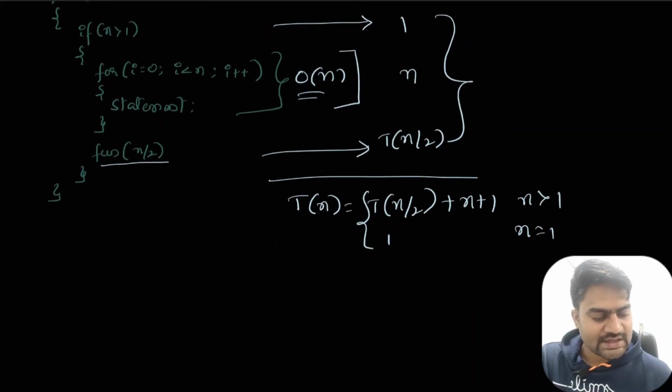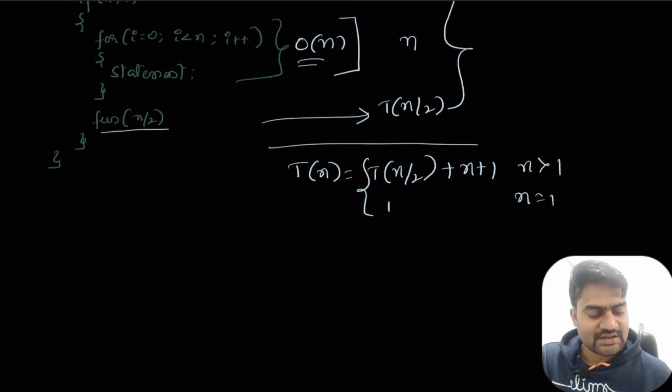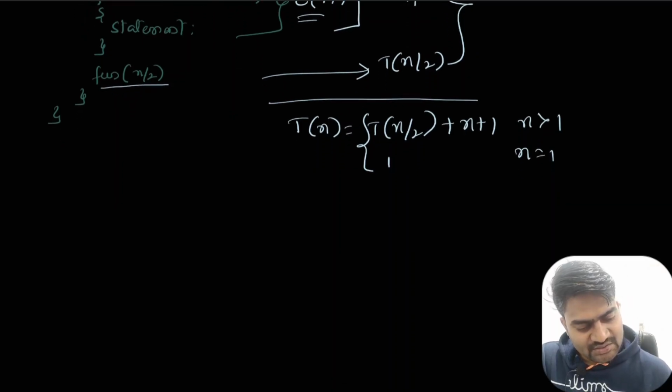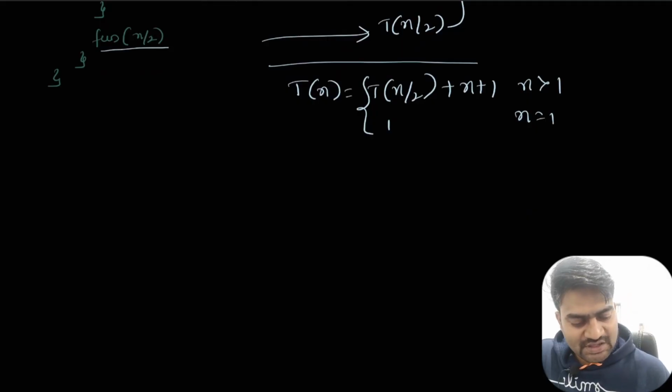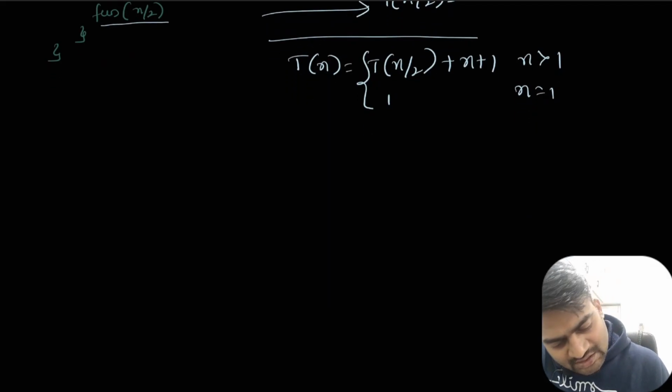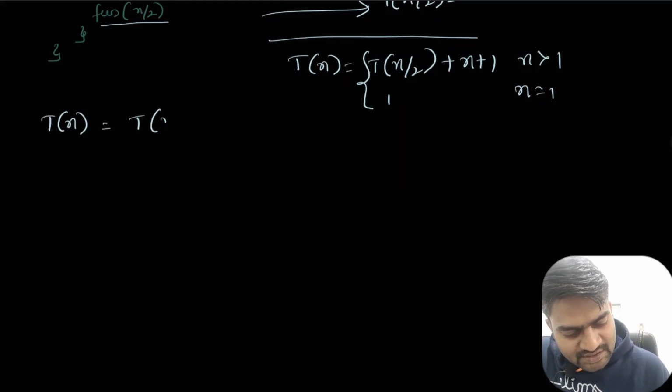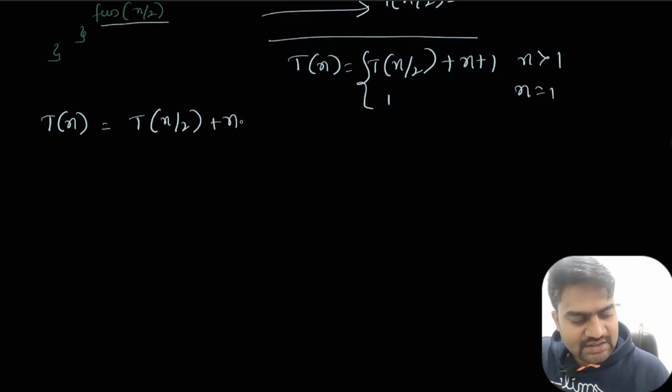Now let us find the time complexity for this recurrence relation. We already know we can do this by two methods as usual, so we will do it with both methods. Let me rewrite T of n equals T of n by 2 plus n. I will ignore 1 since it's a constant. Let me call this my first equation.